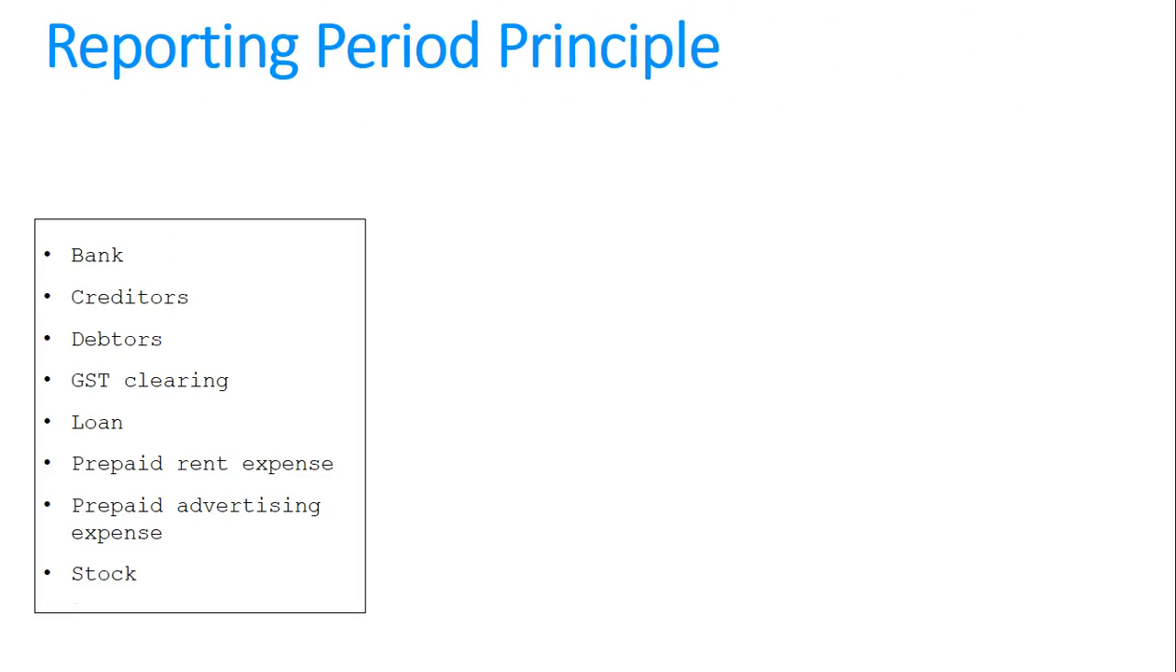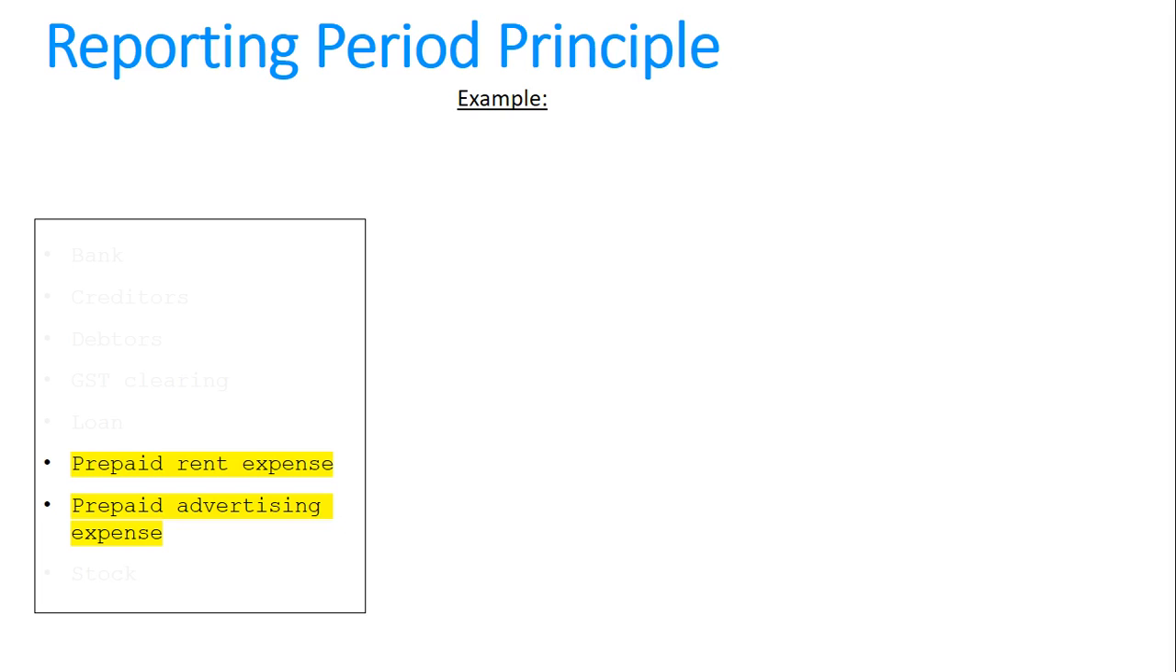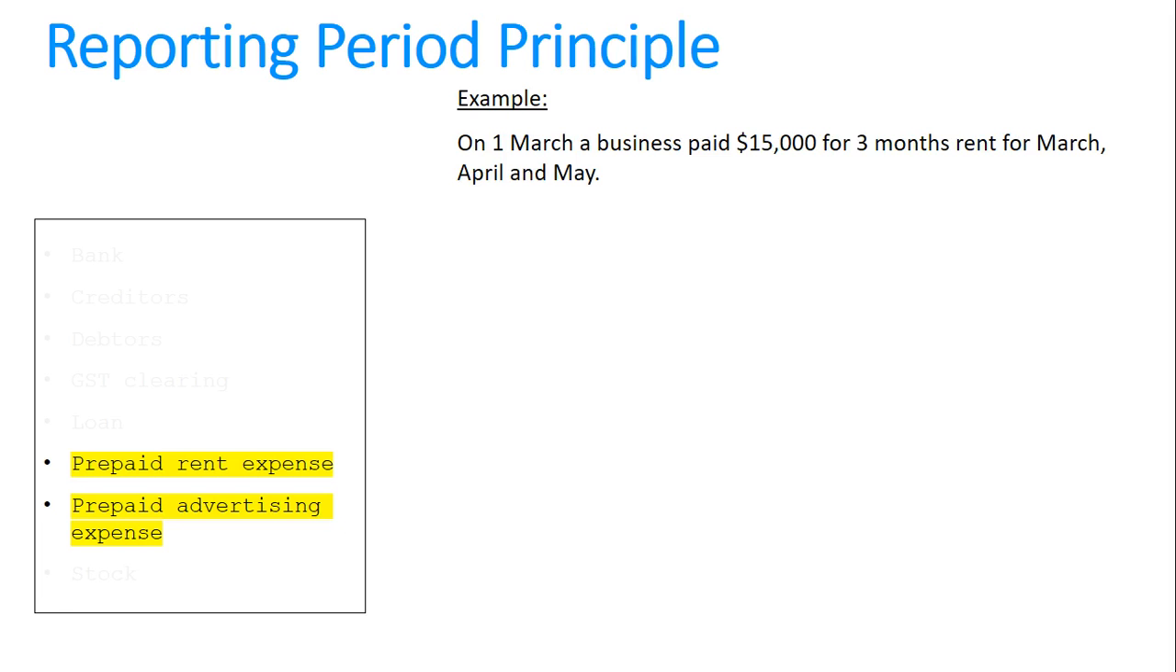So, looking at our question, which of these items best demonstrates that principle? We're going to go with these two prepaid expenses. It doesn't really matter which one. I'm going to use prepaid rent expense, but it could equally be prepaid advertising expense. To demonstrate, let's have an example. Let's say on the 1st of March, a business paid $15,000 for 3 months rent for March, April, and May.